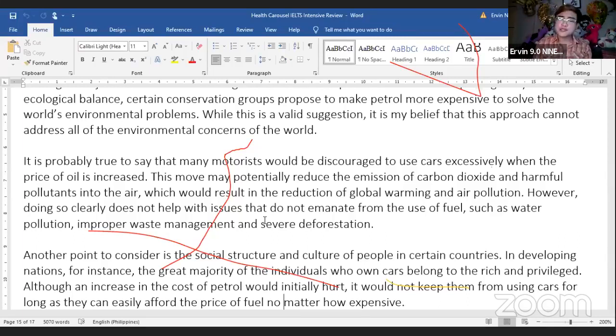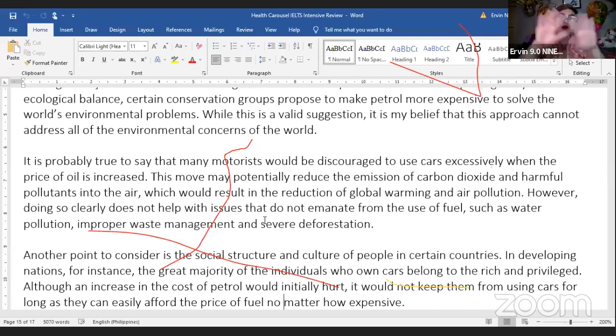However, doing so clearly does not help with issues that do not emanate or come from the use of fuel, such as, so now, he's presenting other environmental problems that cannot be addressed by increasing the cost of fuel. And what are these? Water pollution, improper waste management, and severe deforestation. Imagine Brian could have easily written water pollution, waste management, deforestation. But no, he added descriptive words to get a higher grade for lexical resource, like what? Improper waste management, severe deforestation.